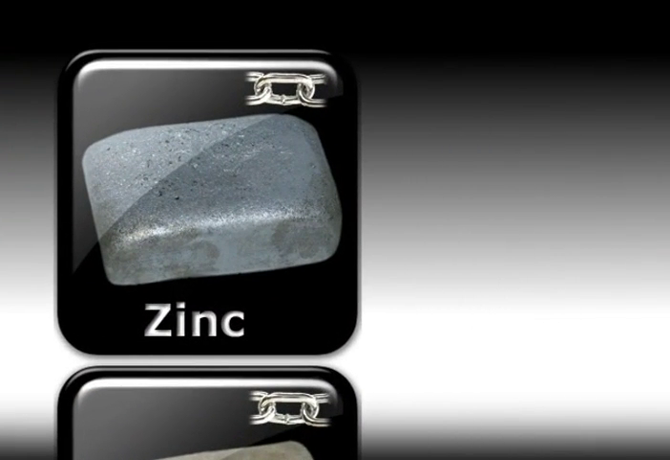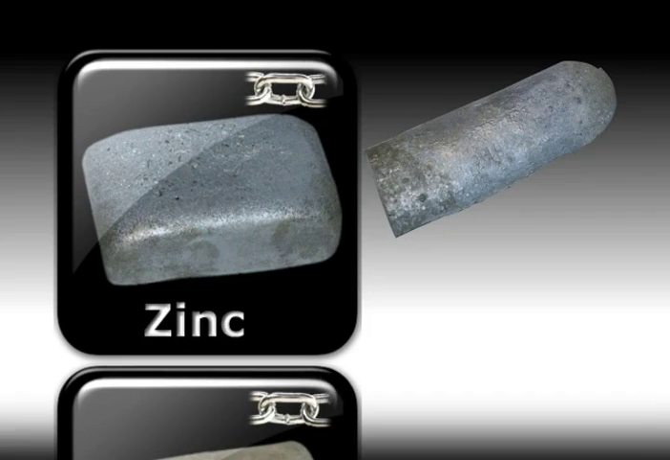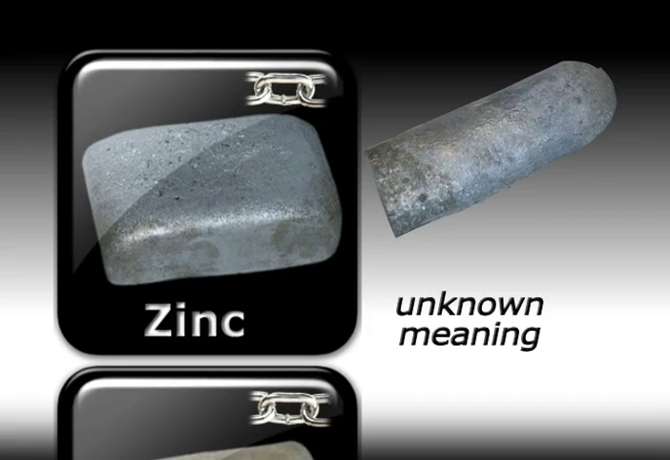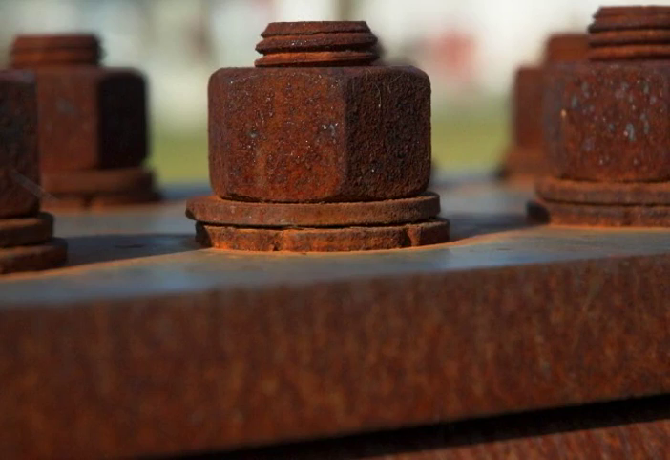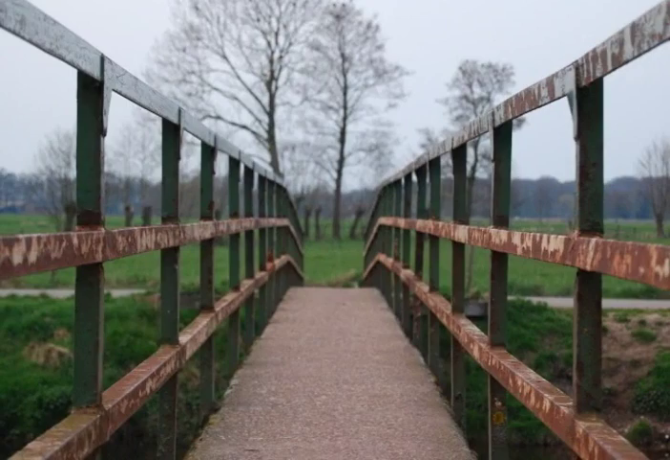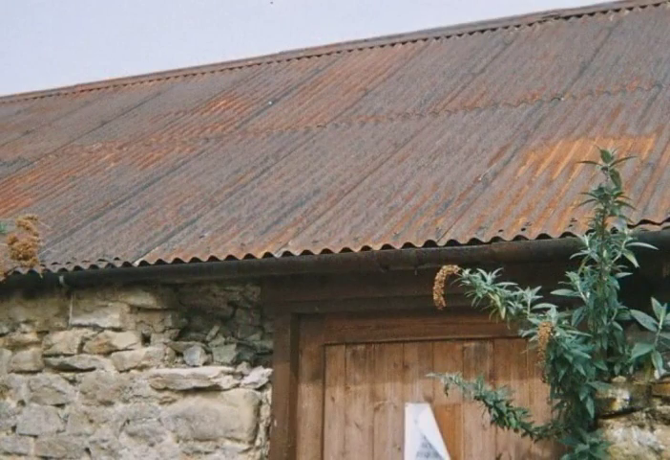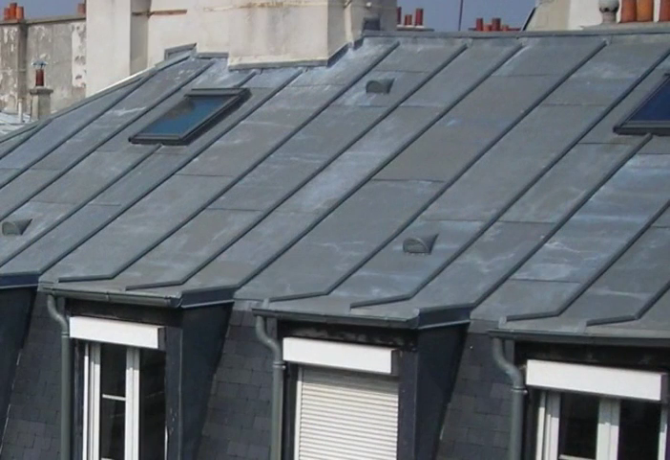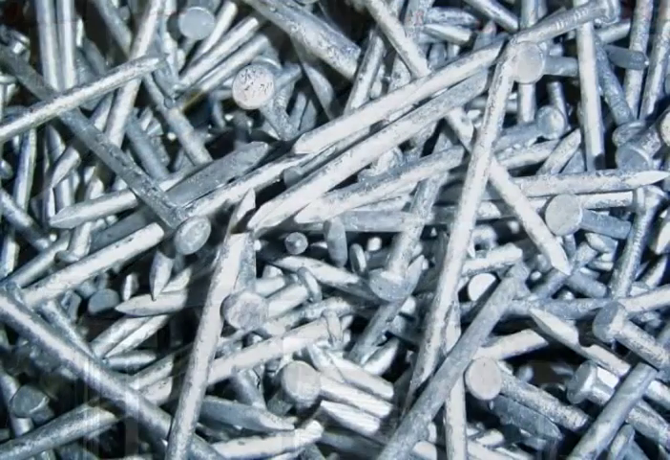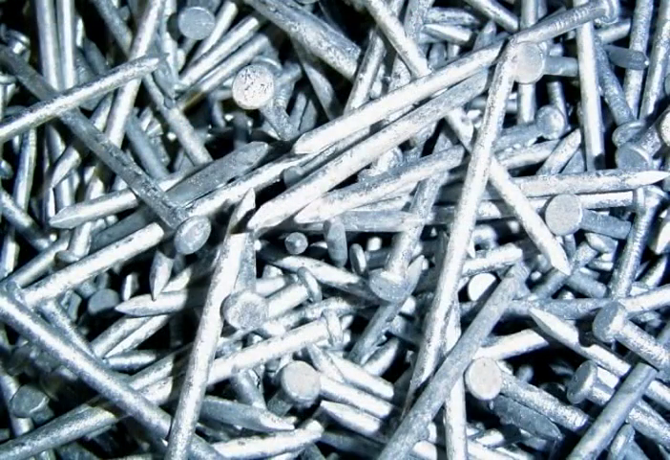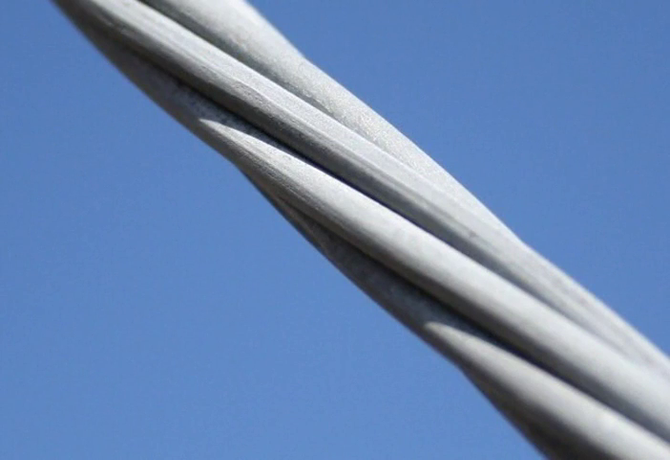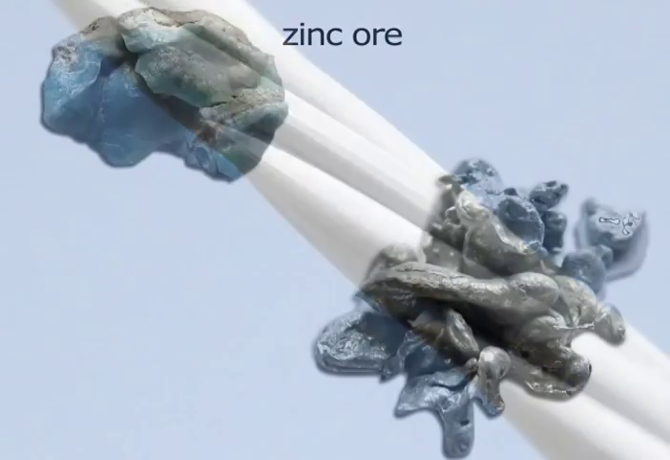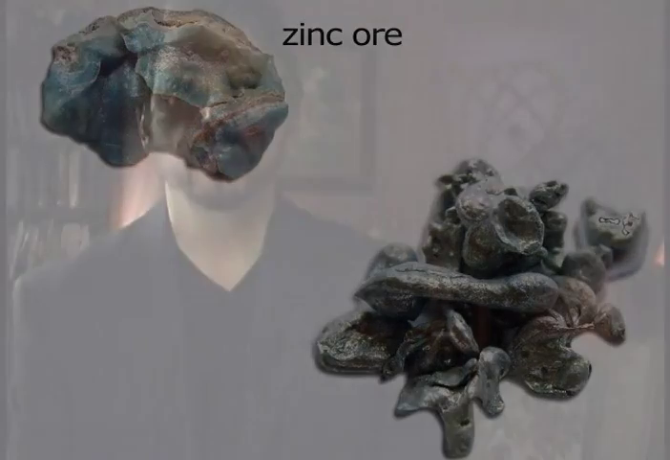Zinc. Zinc is a gray metal with a bluish tinge and was known to the ancients, but the meaning of the word zinc has been lost to history. Rusting metals cost billions of dollars to replace and to repair. The primary use for zinc is in electrically coating or galvanizing other metals to prevent them from rusting. Zinc and copper can be alloyed together to make brass.